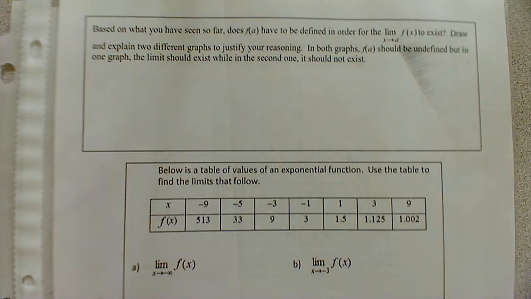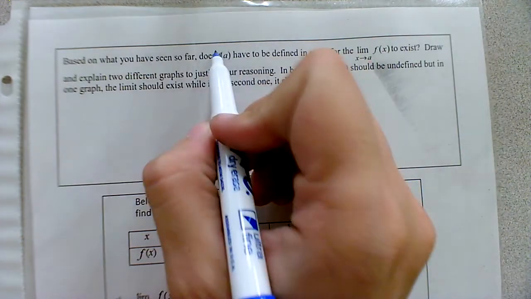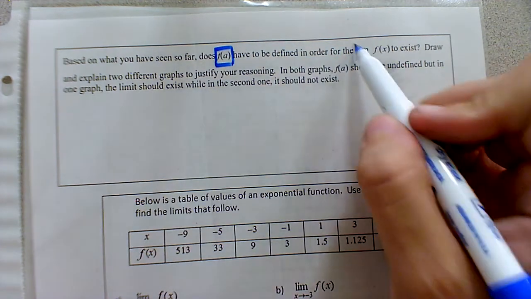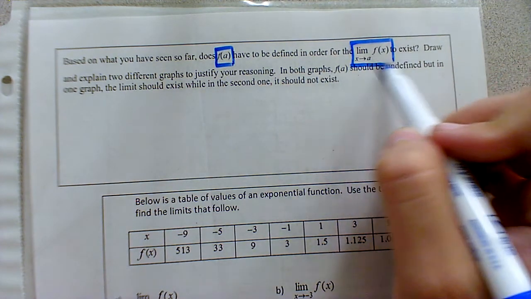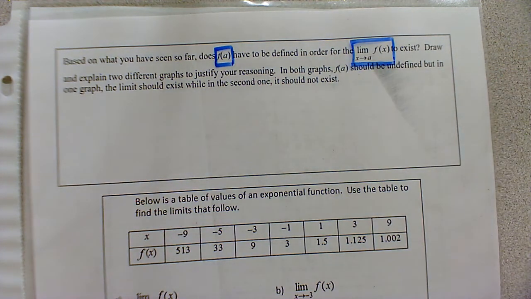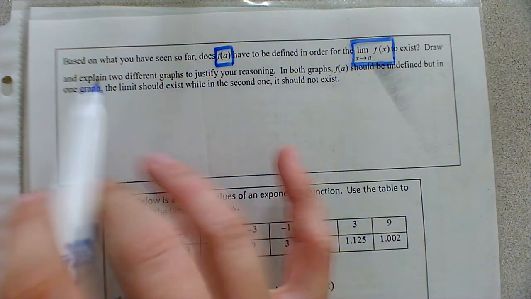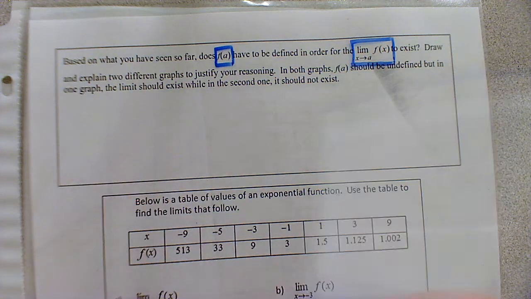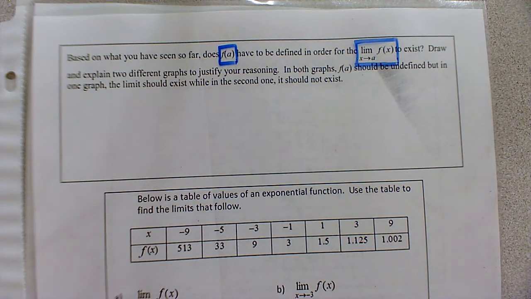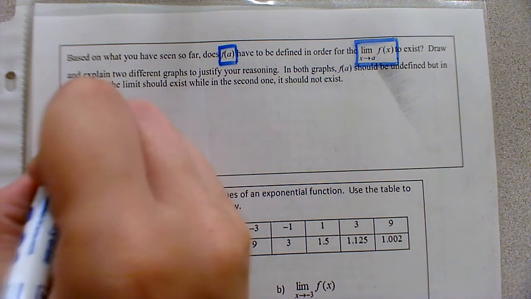So this might be a good time for us to actually distinguish the difference between a function value and a limit value. We saw this a little bit in the previous video. These examples are saying to draw and explain two different graphs. If you are a visual person, feel free to do that, but for time purposes I'm going to go ahead and just write down some different notes about the two.